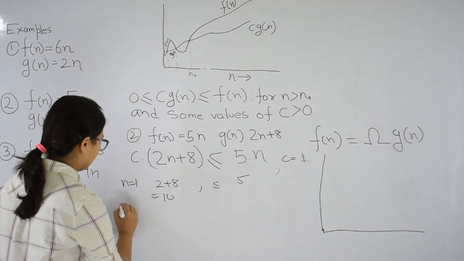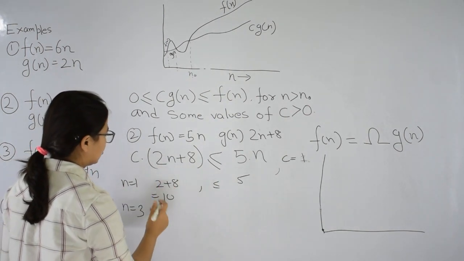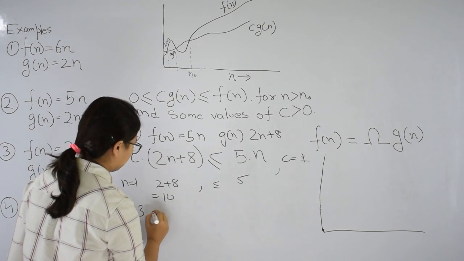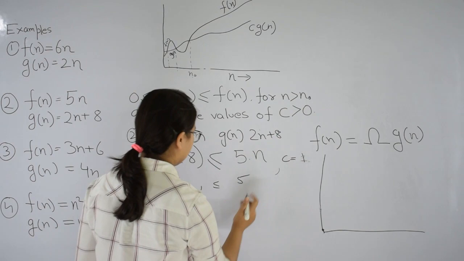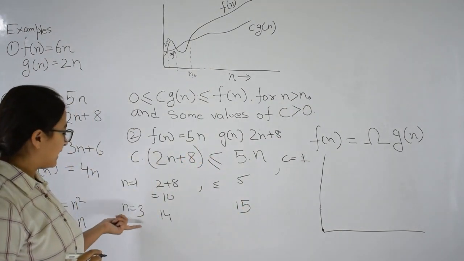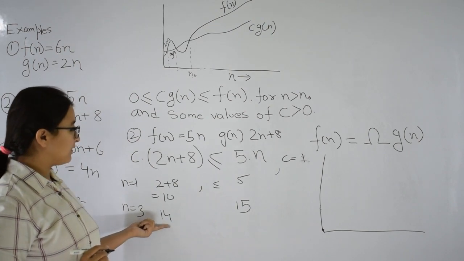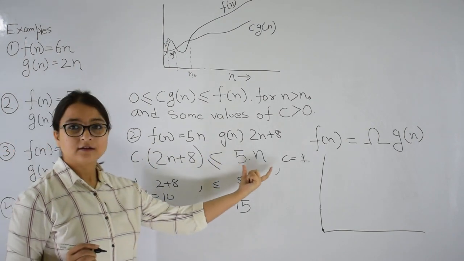Let's try for another value. Let's try for n is equal to, let's say, 3. So 2 threes are 6, 6 plus 8 is 14, and 5 threes are 15. So now you see that at n is equal to 3, this is giving a value smaller than this one, that is, this is now smaller than this.